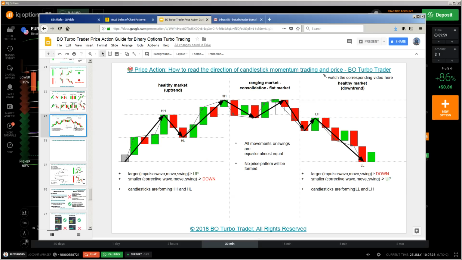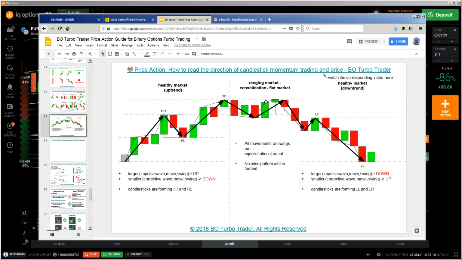Then we get here the direction of the candlestick, momentum trading and the price. You see impulse wave here, corrective wave here. If the impulse wave is larger than the corrective wave, in an uptrend, if the uptrend is larger than the corrective downtrend, then we have an uptrend here, and important is we are creating higher highs and higher lows.